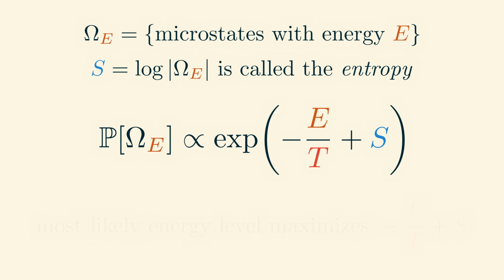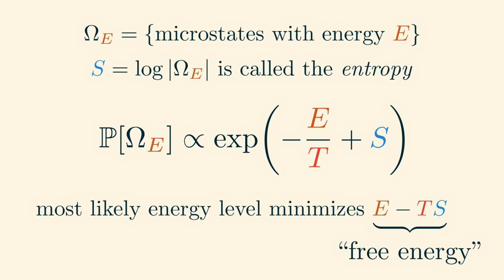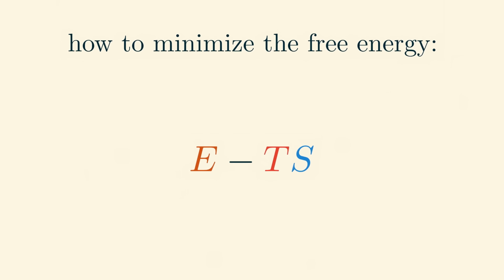From this formula, we can see that the most likely energy level is the one where minus E over T plus S is maximized. Since temperature is non-negative, this is equivalent to minimizing E minus T times S. This important quantity is called the free energy. Let's take a minute to see how this minimization problem is solved.